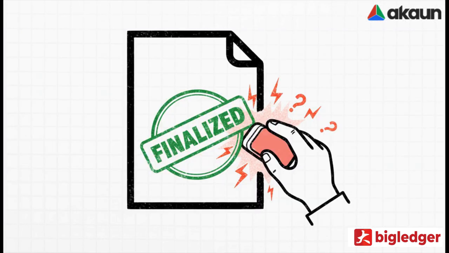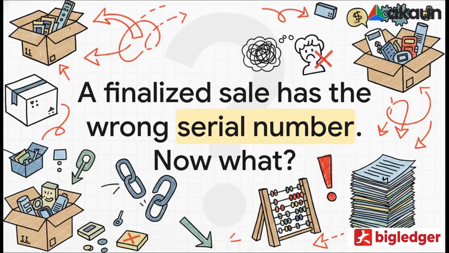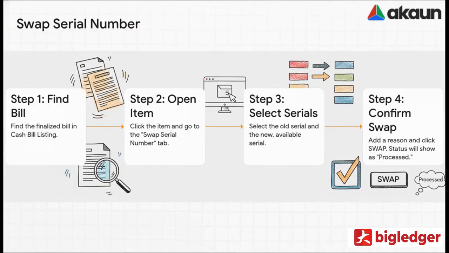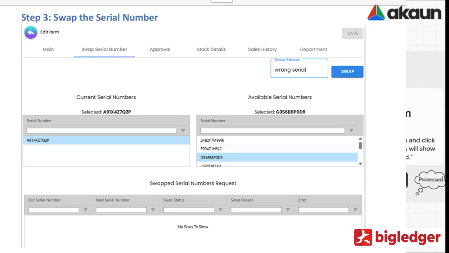All right, culprit number 3, post-sale adjustments. This is where things can get really messy after the fact. So, a sale's done, but the serial number's wrong. This is a big deal for inventory and warranties. Again, with the right permissions, you can just swap it. Find the bill, pick the new serial, and you're done.